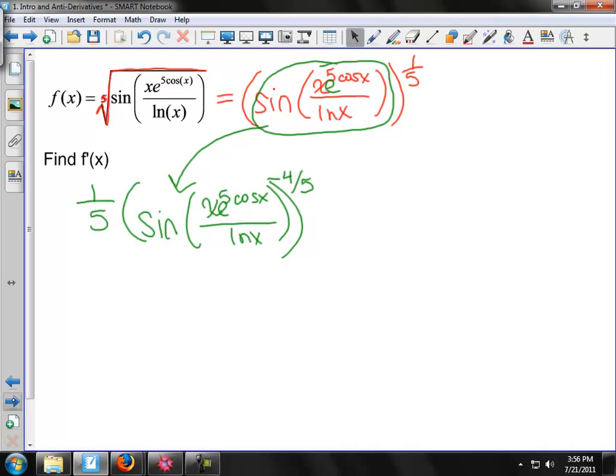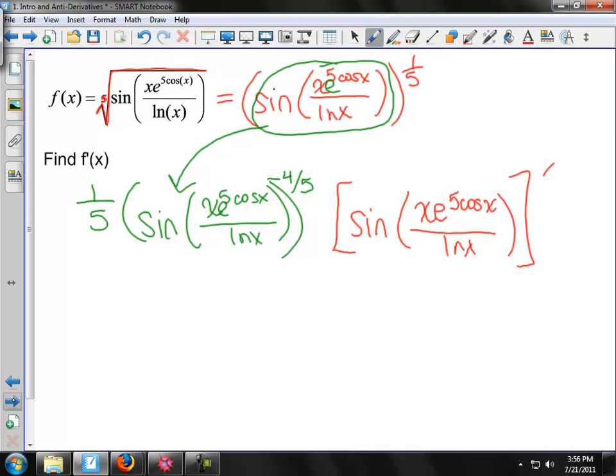And then the chain rule says you take the derivative of the outside function, plug the inside function in unchanged, and then you follow that with the derivative of the inside function. So we're going to need to take the derivative of sine of x e to the 5 cosine of x divided by ln of x out here. So we copy everything at the top. I'm doing this in steps just to kind of help refresh your memory.